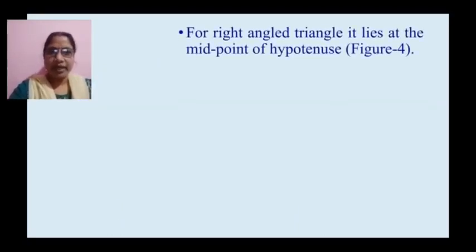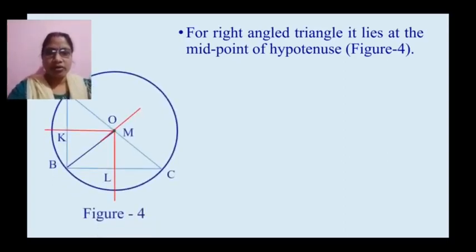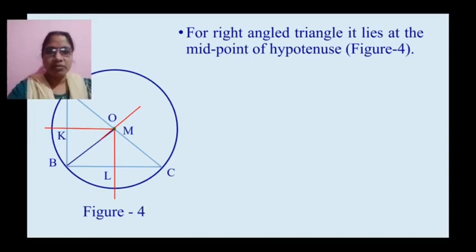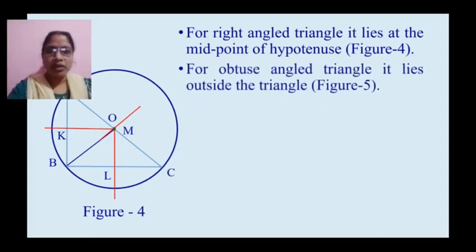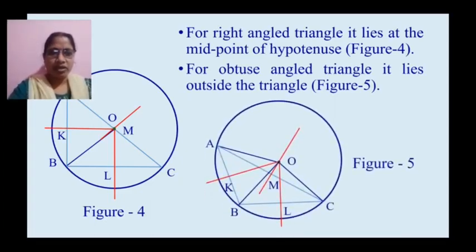For a right angle triangle, the circumcenter lies at the midpoint of the hypotenuse. So look at figure 4. Here O is the circumcenter which lies at the midpoint of the hypotenuse. And for an obtuse angle triangle, the circumcenter lies outside the triangle. Look at figure 5. Here O is the circumcenter which lies outside the triangle ABC.